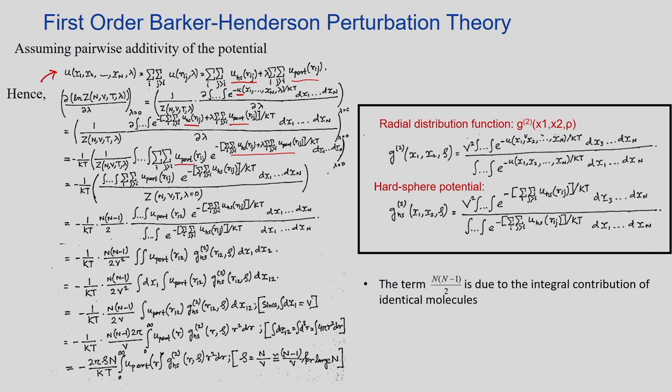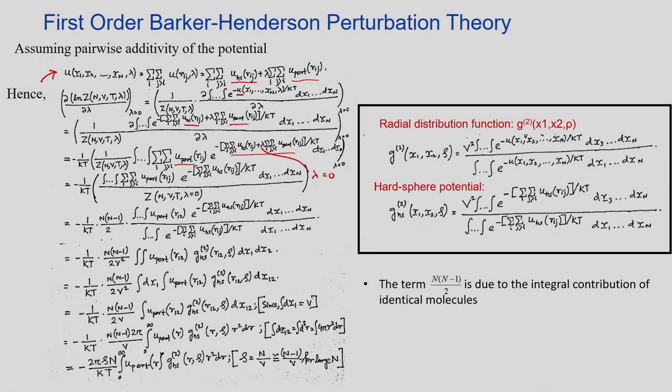Now you write lambda equal to 0, because now you have done the entire derivation. If you put lambda equal to 0, the second term goes away and you have only u perturbation into that exponential term having only the hard sphere, because if you put lambda equal to 0 here, this term goes away. So you have this expression divided by z. This z was already there.